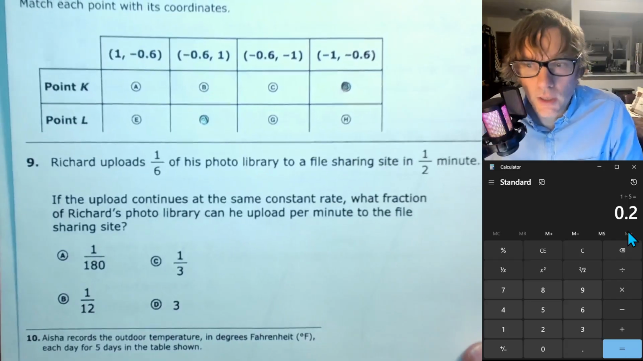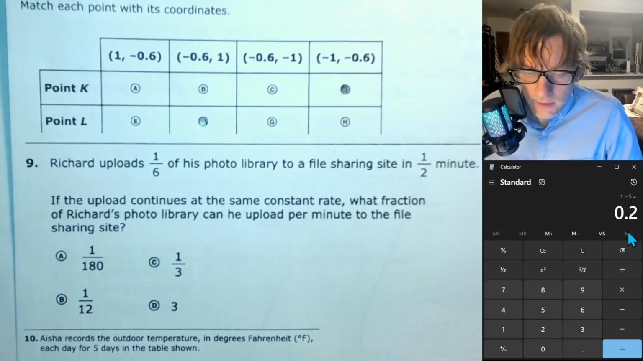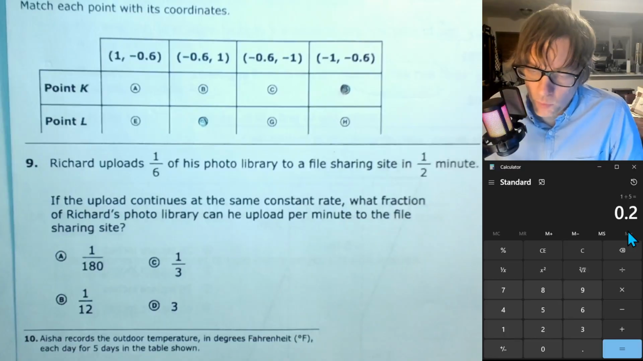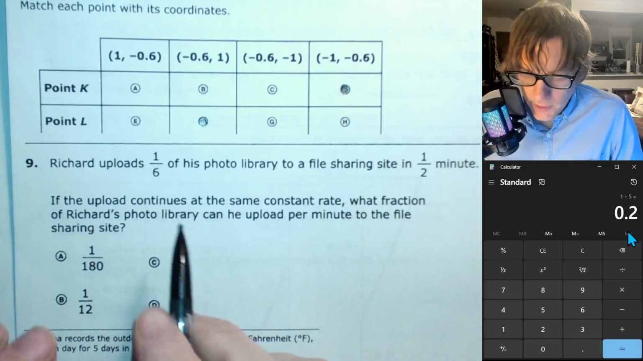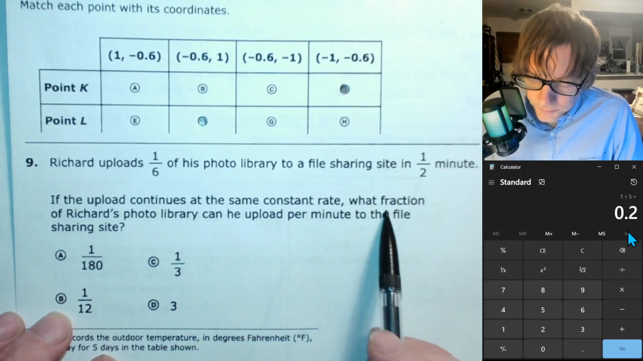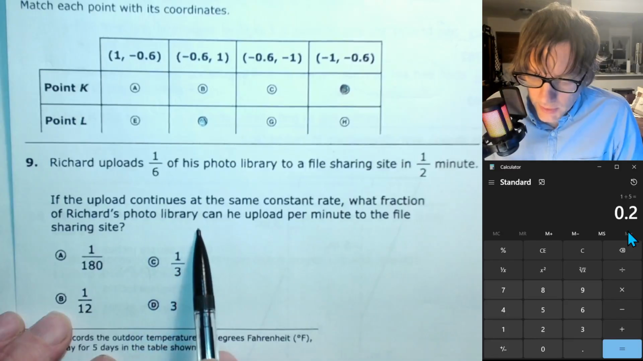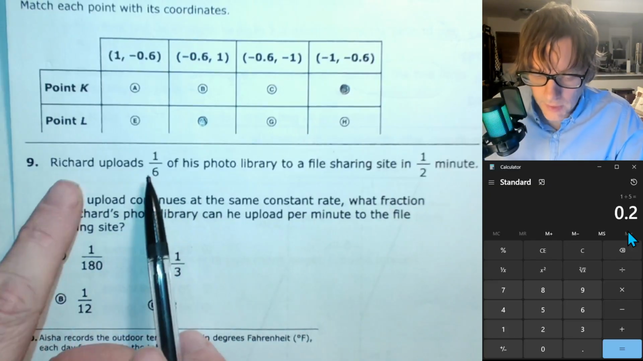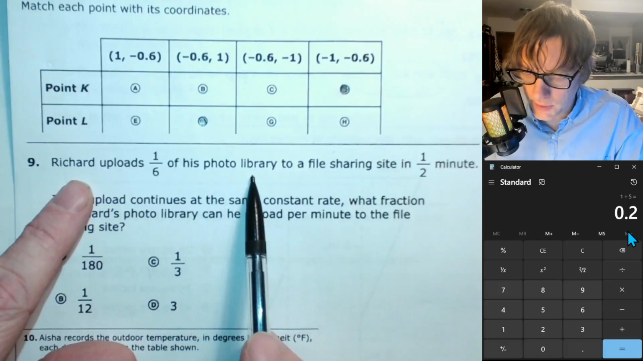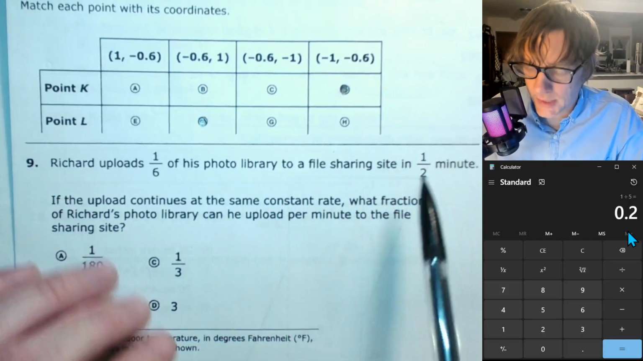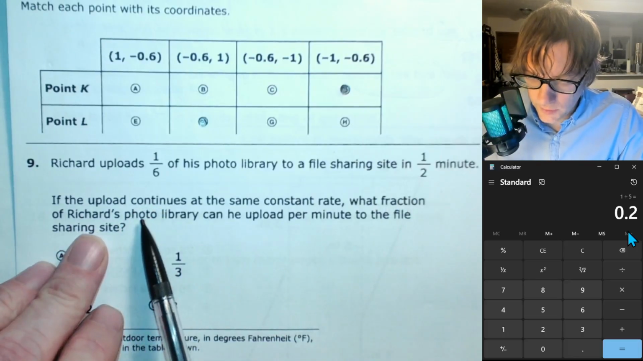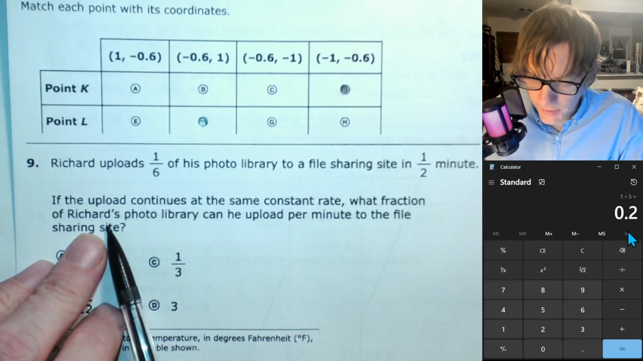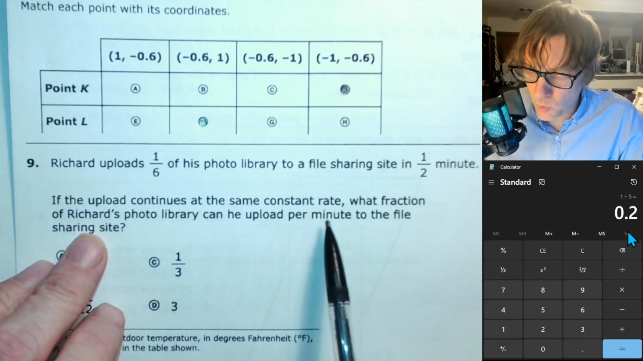We're on to number 9. Richard uploads 1/6 of his photo library to a file sharing site in 1/2 minute. If the upload continues at the same constant rate, what fraction of Richard's photo library can he upload per minute to the file sharing site? All right, so Richard uploads 1/6 of his photo library to the file sharing site every 30 seconds. So now he's going to keep on uploading. What fraction of these files can he upload in 1 minute?